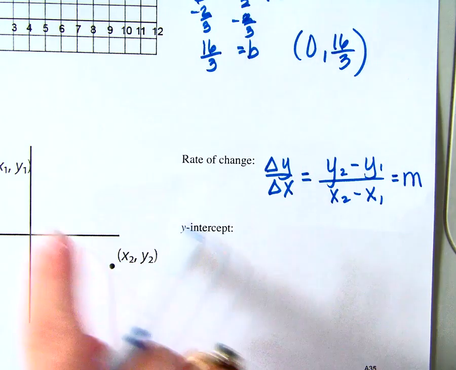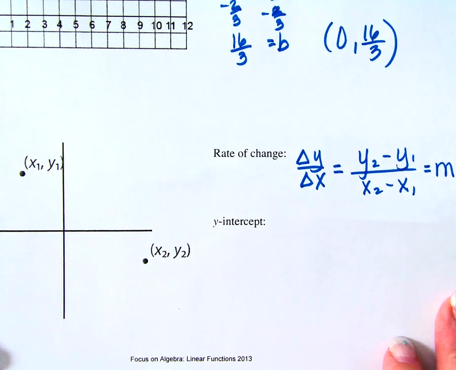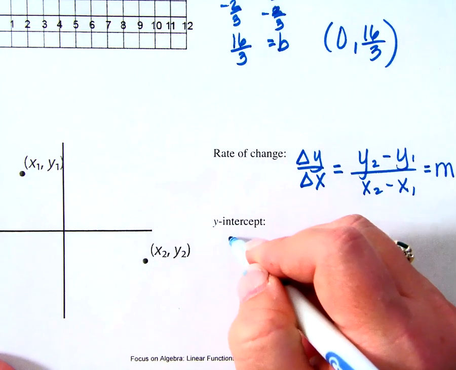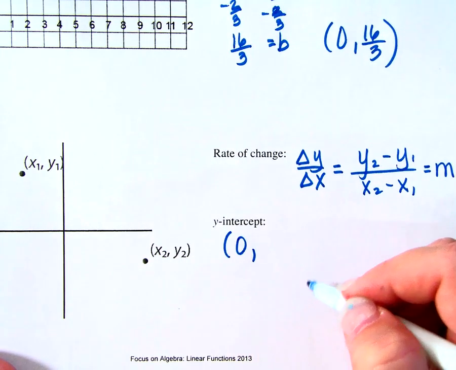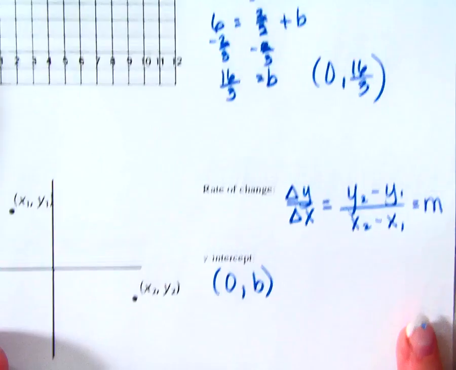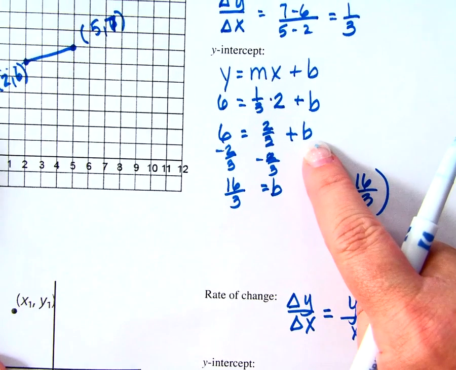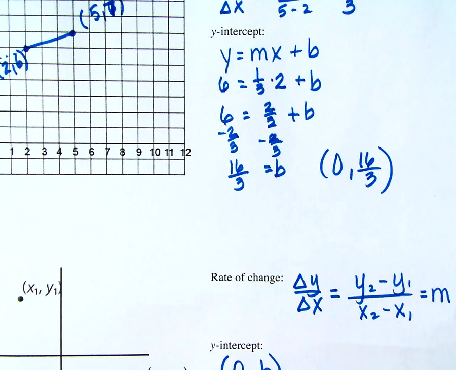What's my y-intercept of this particular graph? I don't know specifically, but I can say something in general about it, can't I? What's it look like? (0, B). Why did I choose B? Oh my gosh. Okay.